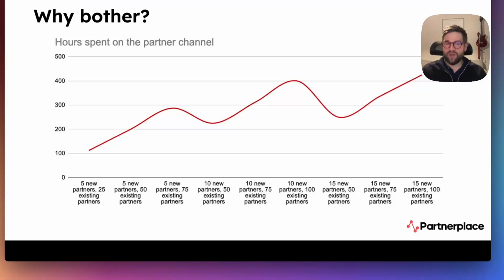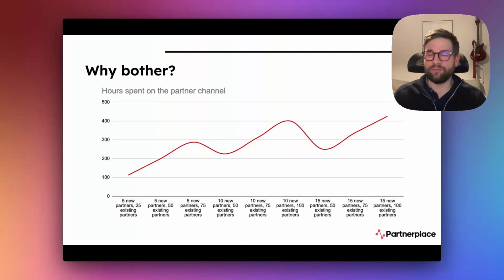And if you look at this graph, you can see that even with 25 partners, it basically takes up your whole week. And with scale, it will become a problem. You will either have to increase the number of people who are handling the partnerships, or you will have to purchase a PRM system, or do both.